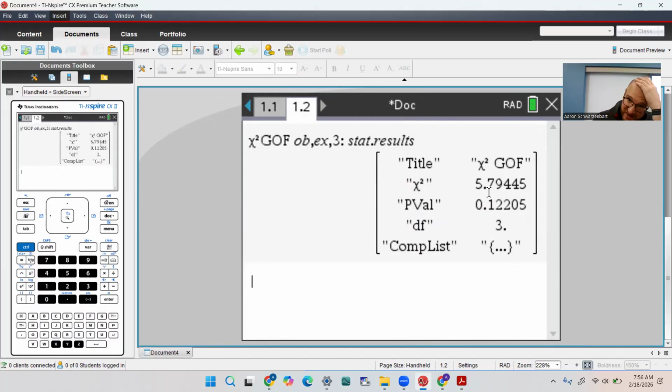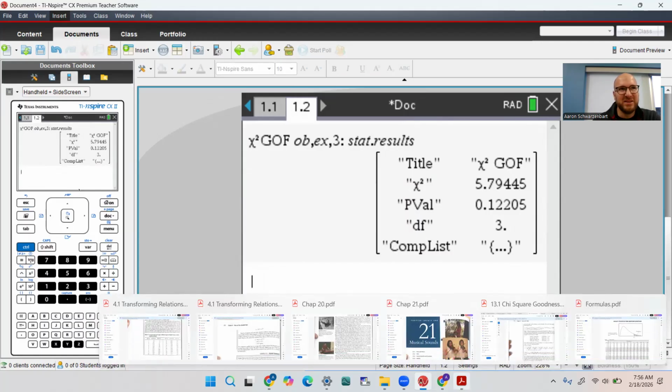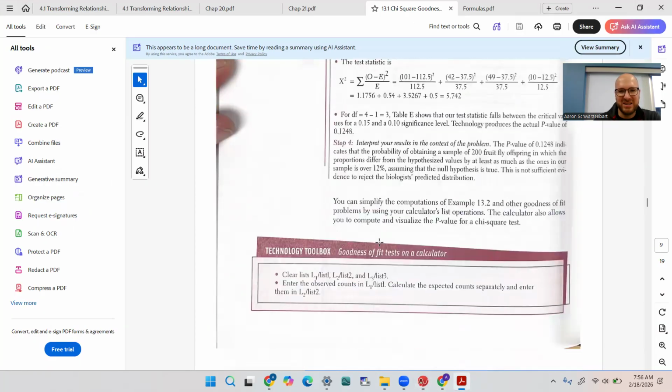I hit OK. I get a chi-square of 5.79. I get a p-value of 0.122, meaning there's a 12% chance that this was just chance variation. So I am going to fail to reject H naught. I don't conclude that these are perfectly as expected, but I can't conclude that they're not.